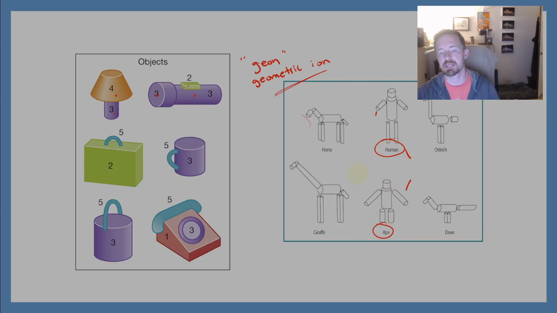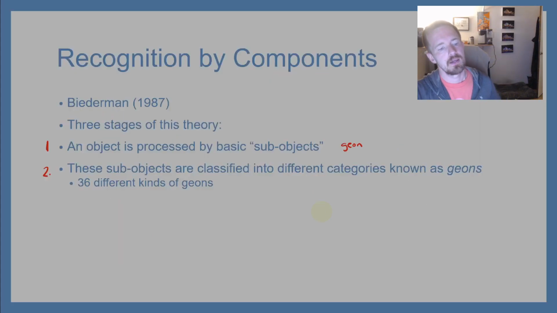Same thing goes for a giraffe. A horse and a giraffe have identical geons. The only difference, though, is the relationship of those geons, particularly in the neck, right? This cylinder is so much longer than the others, so we know it's a giraffe, because giraffe is the only type of animal that comes to mind when we talk about having these geons in this relationship with one another. All right.